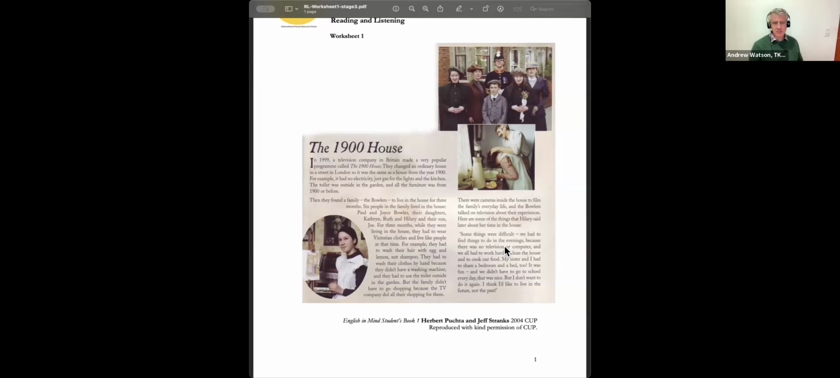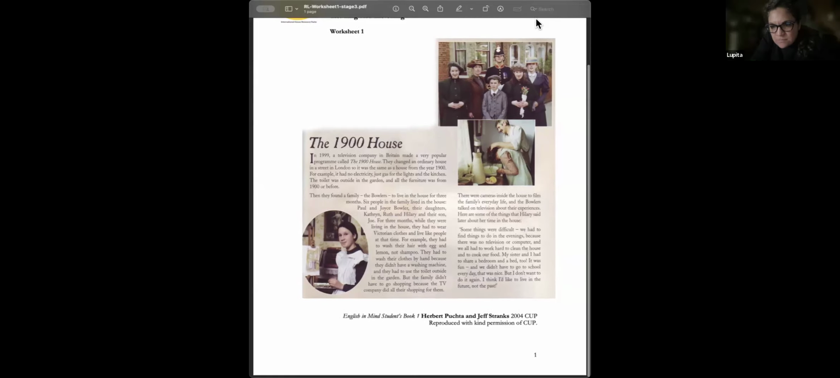And then the students have to justify the answer. If the answer is false, then they have to say, no, the answer is false because they had to wash their hair with egg and lemon. Can you imagine? Yes, that's a good way to improve. Thank you.